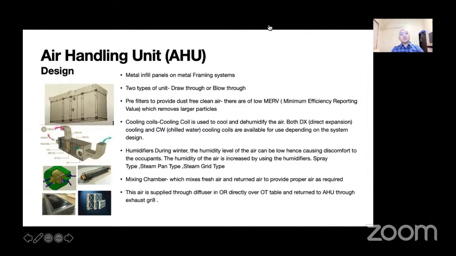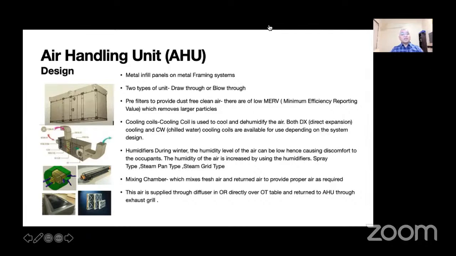Then there are cooling coils, for which various technologies can be used, like direct expansion or chilled water technology. And then there are humidifiers to humidify air to a proper percentage, and they can be spray type, steam pan type, or steam grid type. Now there could be other technologies also. These are generally used technologies in the air handling unit of the HVAC system.